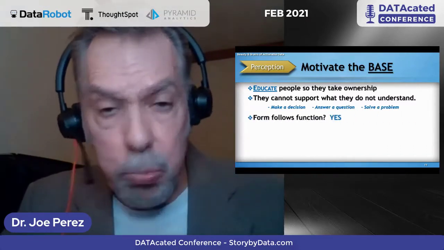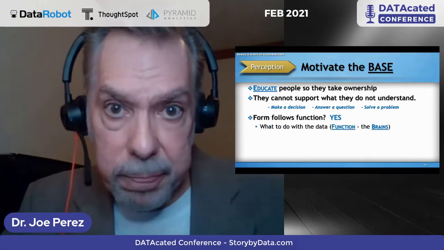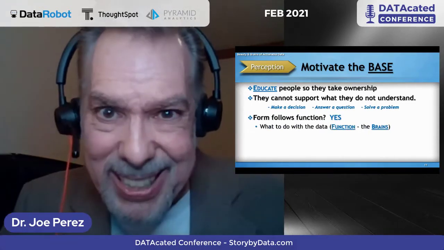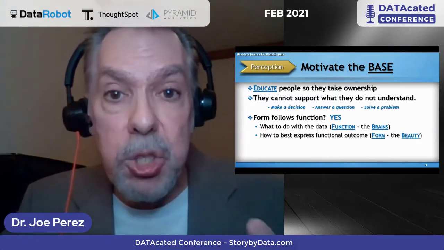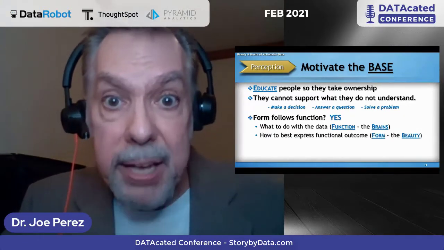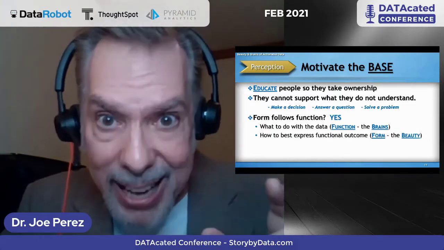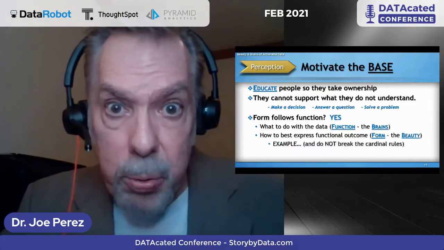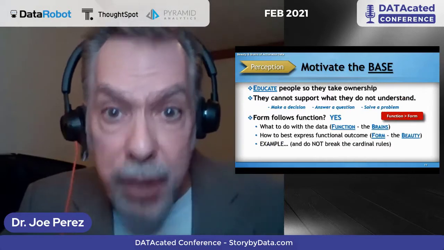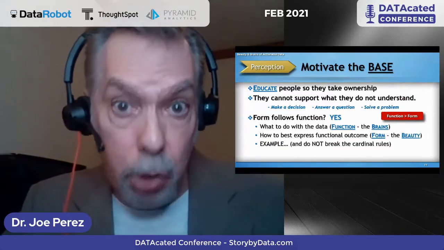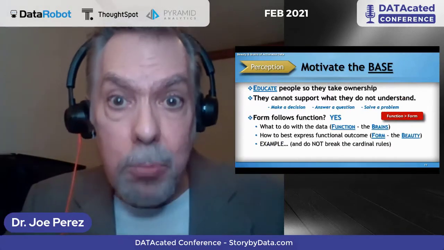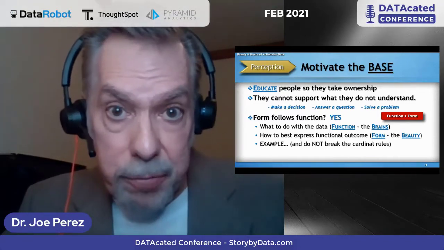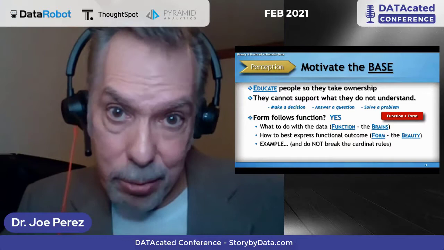That begs another question: what do we mean by form and function? All right, function is what you do with the data. That's the brains. Whereas form is expressing functional outcomes in the best possible way. That's the beauty. There are some best practices or cardinal rules that we need to keep in mind to ensure that function gets the right priority over form in the story we're telling with the data. I'll show you a couple of examples of what not to do and how to deal with it.